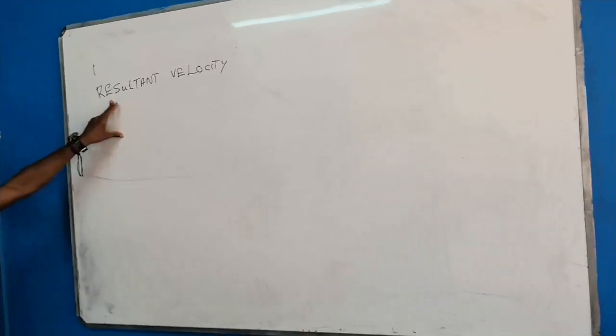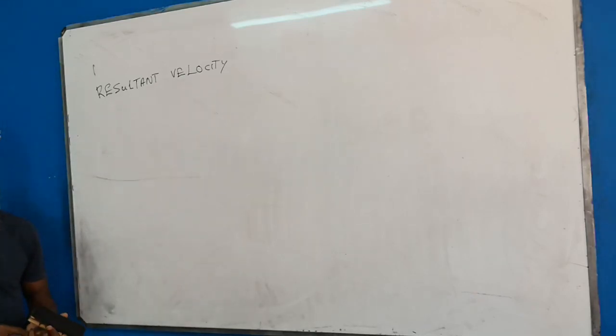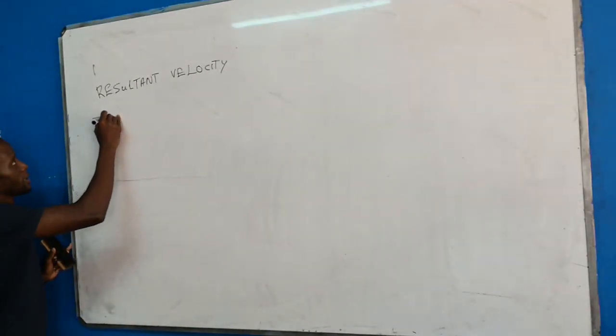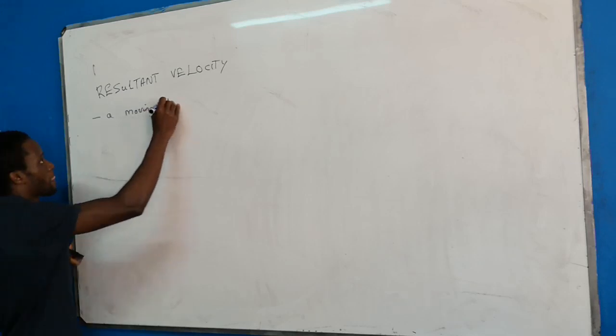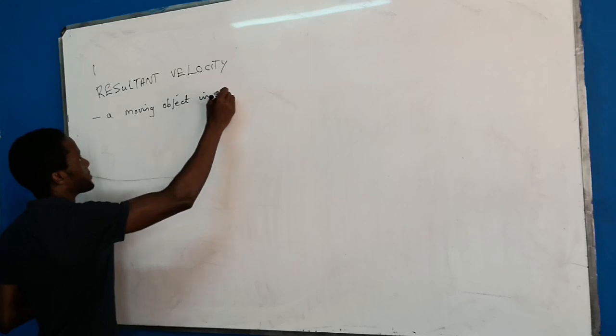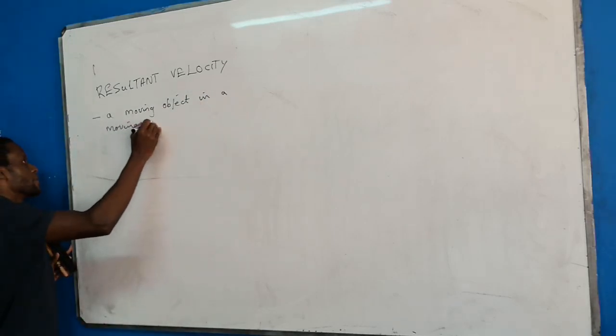The other topic that we need is resultant velocity. Velocity is relative. Resultant velocity has to do with a moving object in a moving environment.